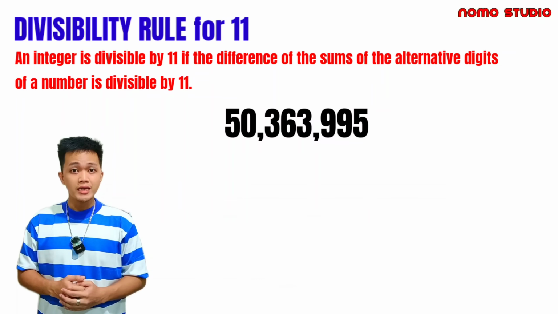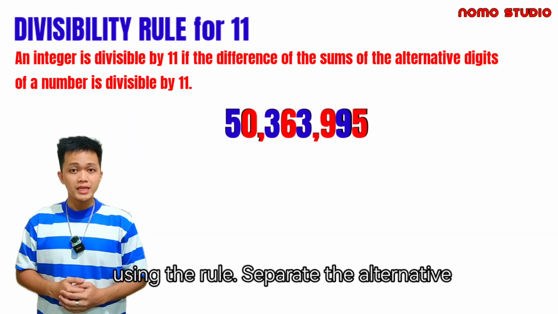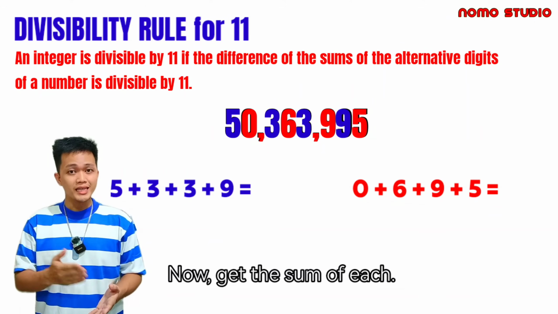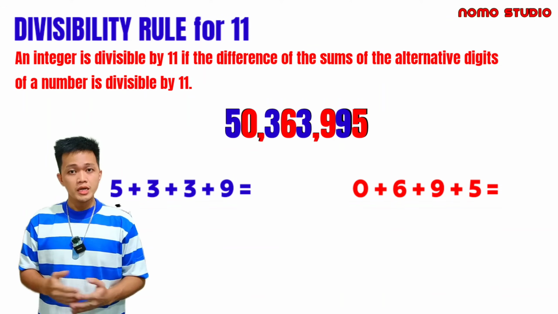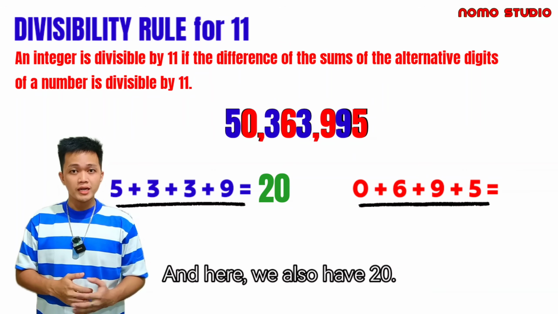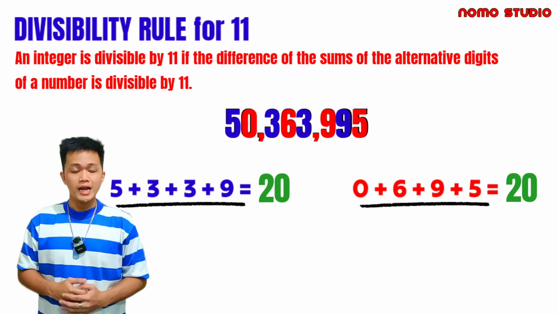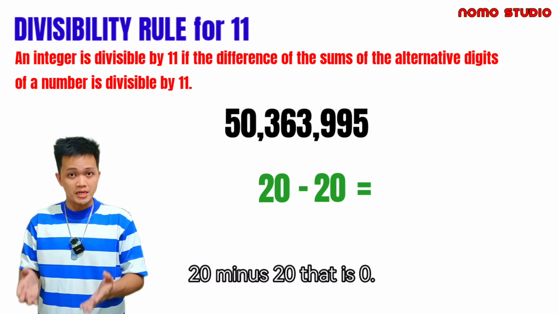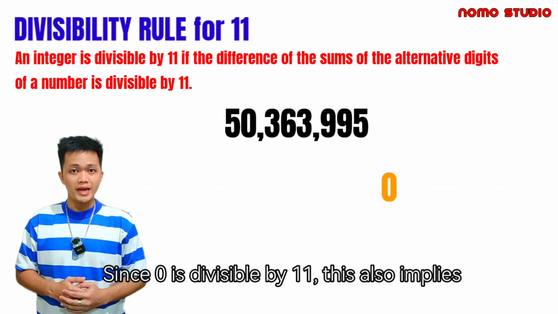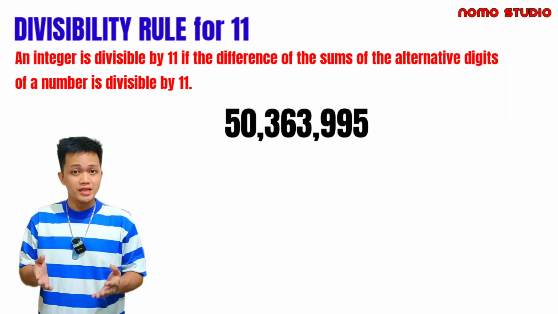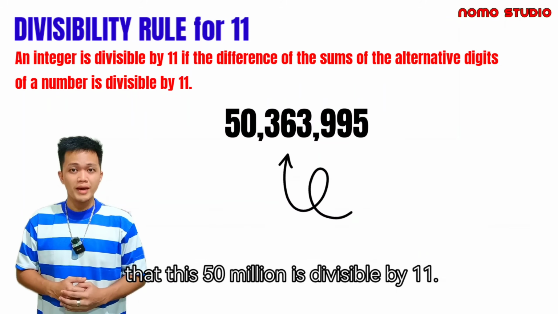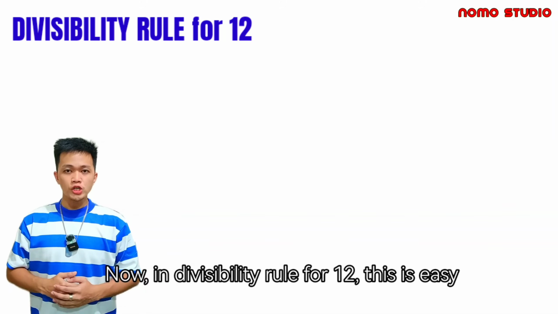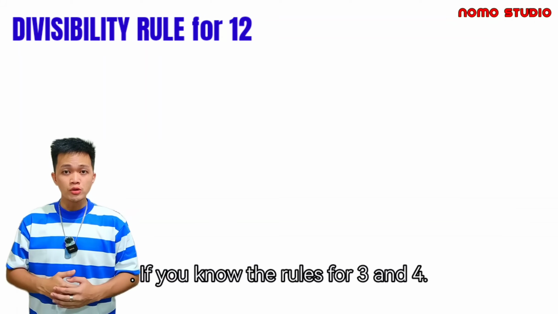But let's verify using the rule. Separate the alternating digits. So we have this. Now, get the sum of each. Here we get 20. At dito naman, we also have 20. Now, let's subtract these two. 20 minus 20, that is 0. Since 0 is divisible by 11, this also implies that this 50 million is divisible by 11. Hope you've got this.